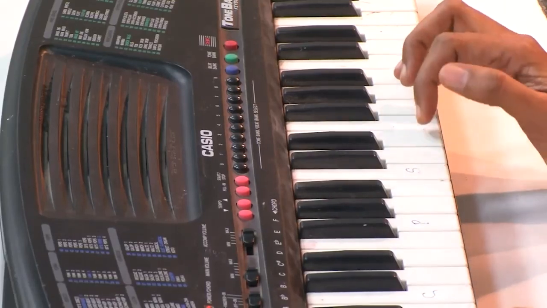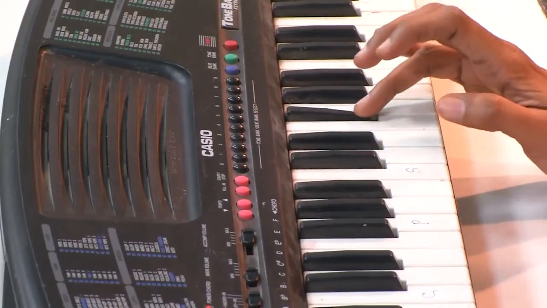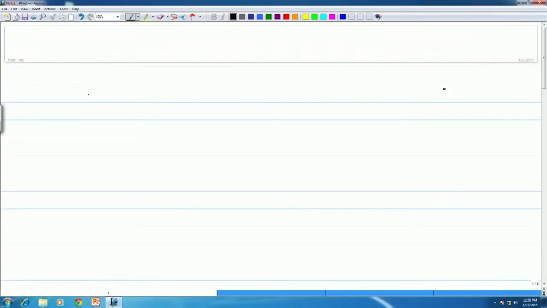Again, Dha, there are two. This is Dha and this is a Dha. Again, this is a Ni and this is a Ni. The seven notes and there are five variants. We have Sa and Pa, which are achala swaras, they don't move.